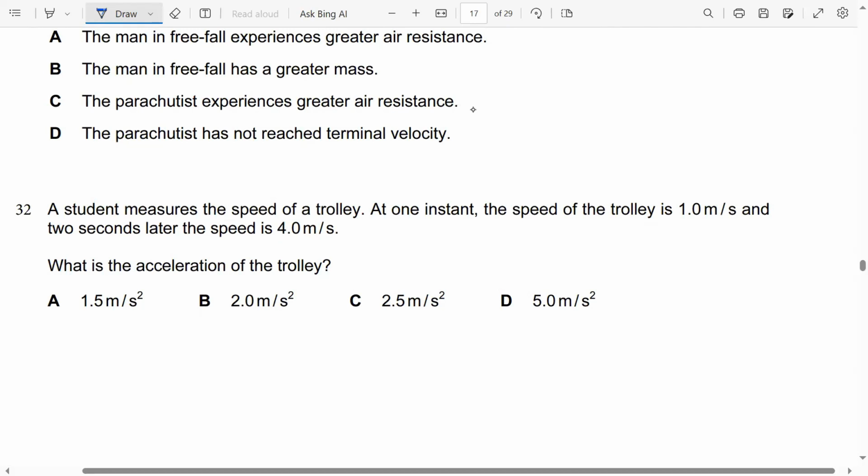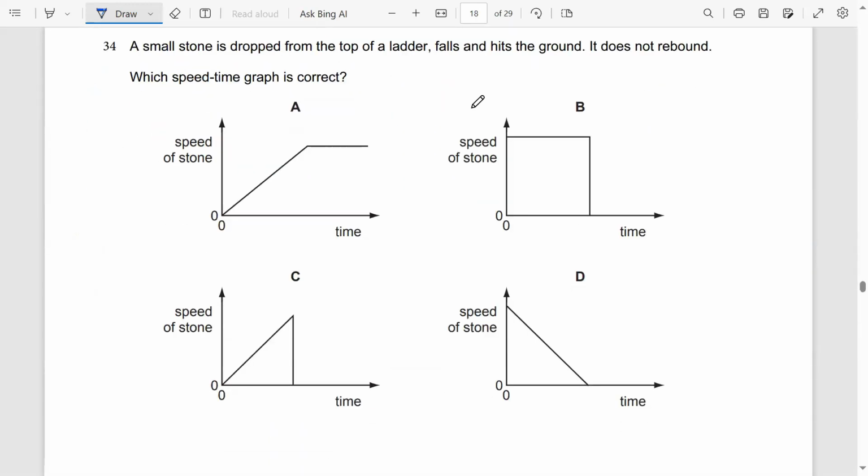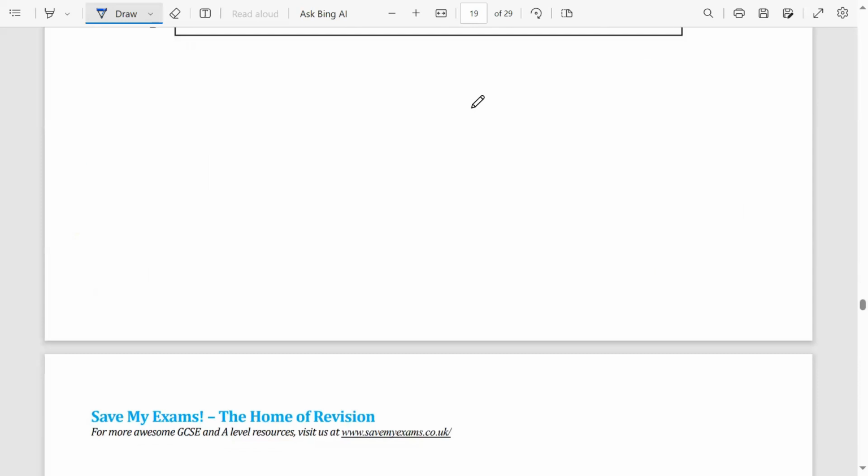A student measures the speed of the trolley. At one instant, speed of the trolley is 1 meter per second, and 2 seconds later, the speed is 4. What is the acceleration of the trolley? V is 4. This is 1. The time taken is 2. So 3 over 2 is 1.5. Acceleration आपने ऐसे निकालनी है, right?